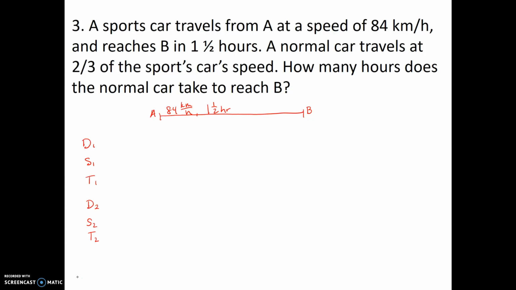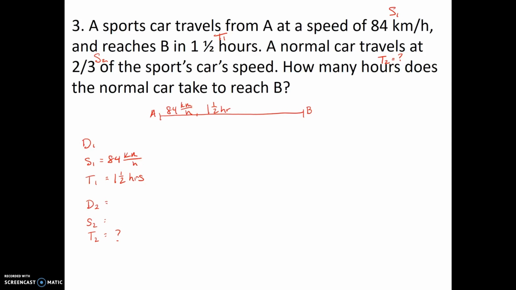Well, let's label some in our word problem. Here's our speed 1, 84 kilometers per hour. So we'll go ahead and write that down here as well. And here's our T1, 1.5 hours. And we don't have a D1 yet, but we've got the speed and the time, so we know we can find that. It says a normal car travels at 2/3 of the sports car's speed. How many hours does the normal car take to reach B? So we're going to label T2 with a question mark. We're going to label this 2/3 with an S2.